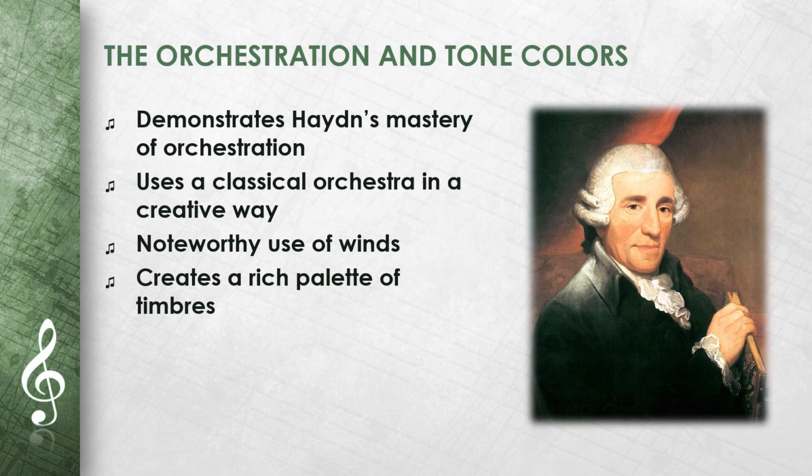In Symphony No. 90, Haydn demonstrates his mastery of orchestration. He uses a classical orchestra typical of the time, but uses the instruments in a particularly creative way. The use of winds, which play an important role in this symphony, is noteworthy. Haydn creates a rich palette of timbres, ranging from delicate string sounds to powerful tutti passages.